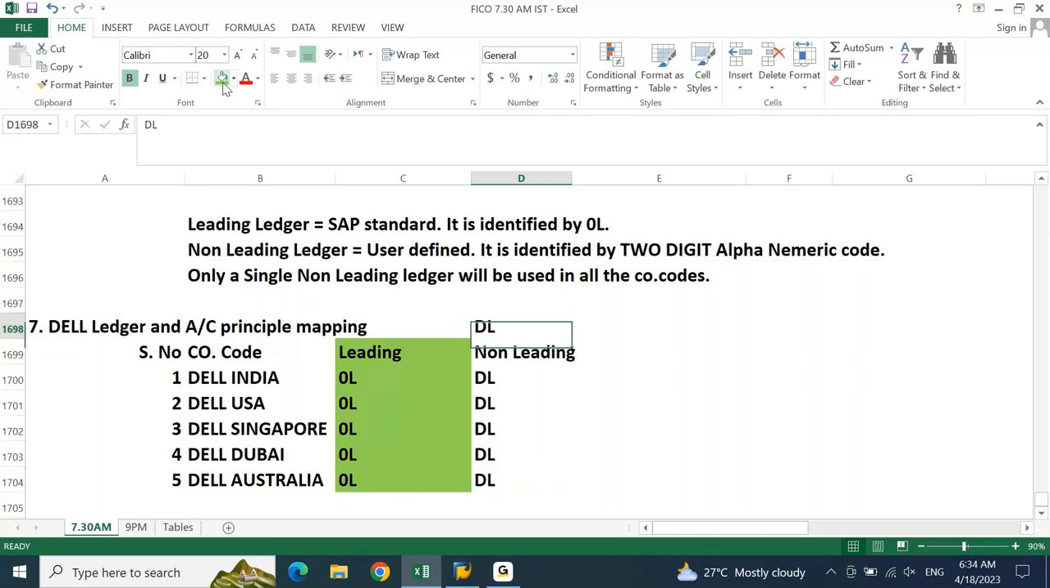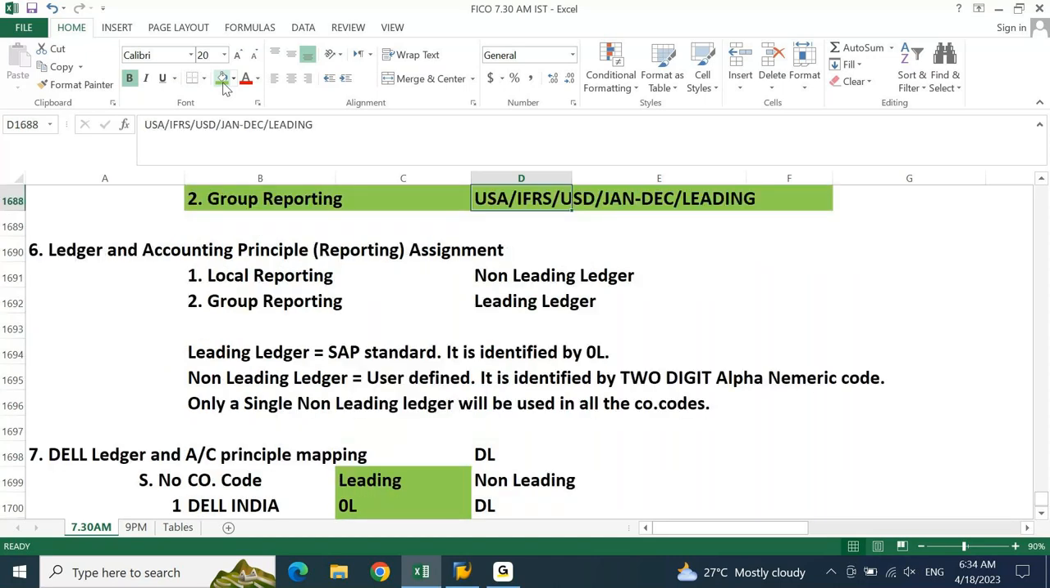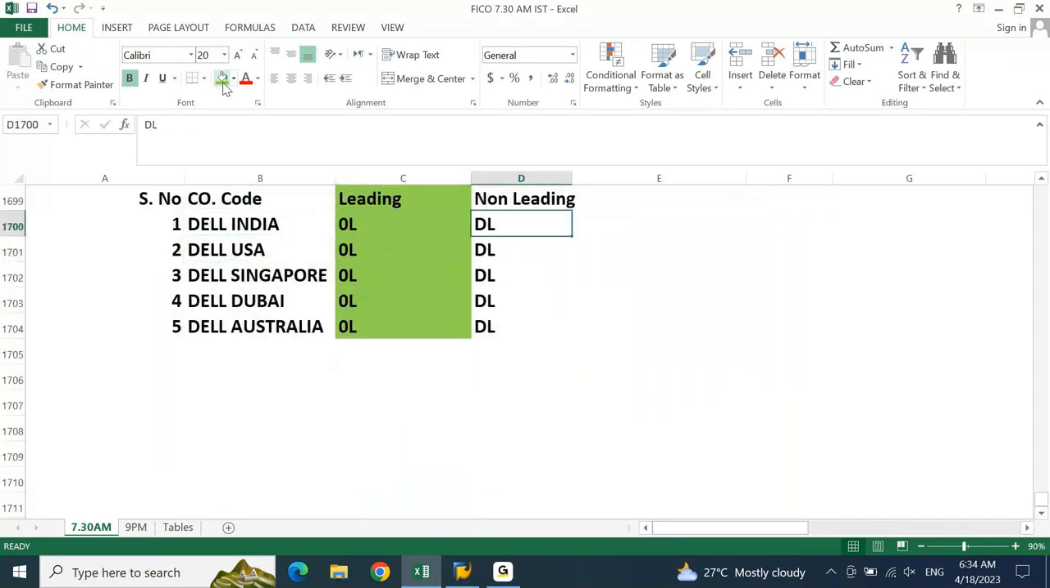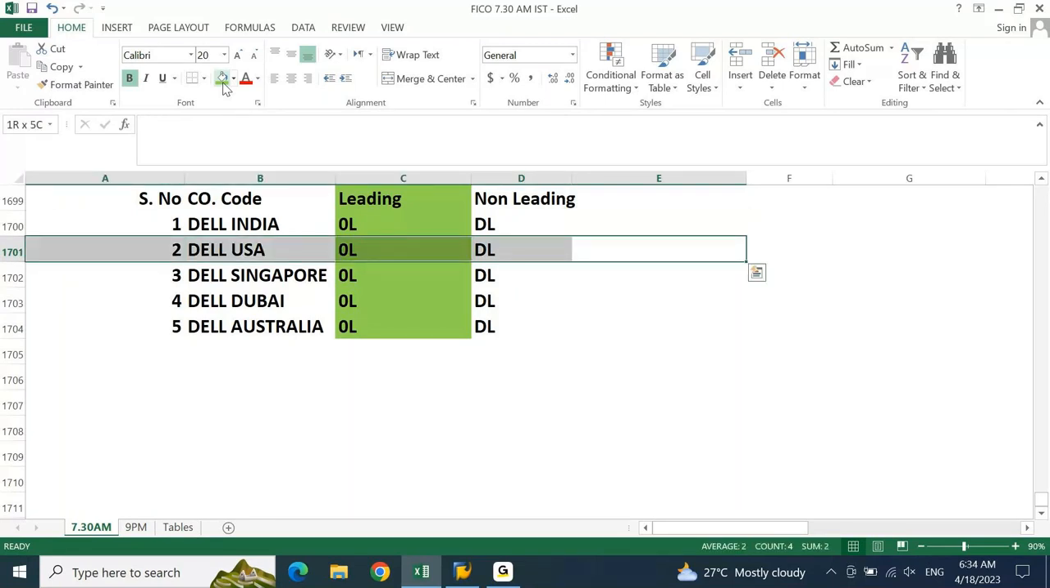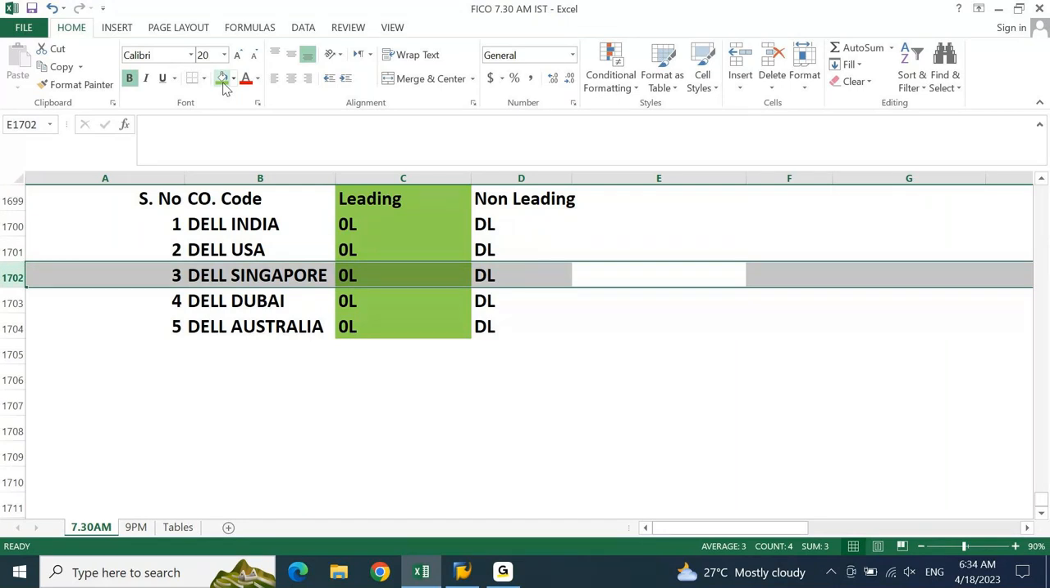Now here you have one more point. Ledger and accounting principle assignment. Point number six we have written. For every ledger, you need to assign the accounting principle. In this step, for DL, for India company code, you are going to assign Indian Companies Act accounting principle. For the same ledger DL, when it comes to Dell US company code, you may be assigning US GAAP accounting principle. For the same ledger, when it comes to Singapore company code, you may be assigning Singapore accounting standard accounting principle. Likewise, for every ledger, for every company code, there will be a different accounting principle assignment. Clear? One ledger will have multiple accounting principles assigned based on the company code. Am I clear?